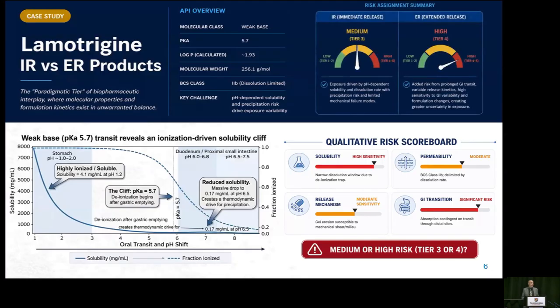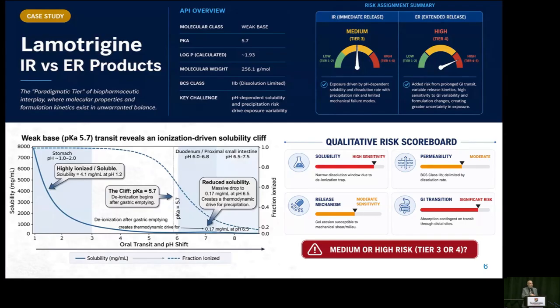So if we are using an immediate release formulation, it will be medium risk, because the drug here is mainly affected by GIT solubilization and the pH-dependent solubility at each segment of the GIT. And the risk in this case is just to consider the pH change. However, if you have an extended release formulation, then it can be a high-risk product, right?